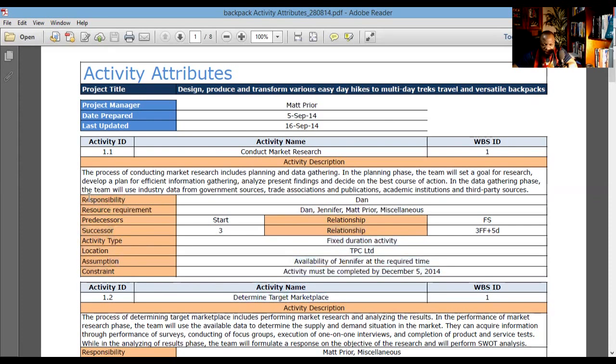When you take a look at activity attributes, we've got various sub parameters here. We've got who is responsible for the task, which resources are assigned to the task, what is the predecessor, what is the successor, what is the activity type, what is the location that this task will take place at, what are the assumptions and constraints. It's a boatload of stuff. However, now you've seen it, you'll never forget it, hopefully, at least not before your exam. So this, my friends, is activity attributes. It's a further description to expand upon the activity.